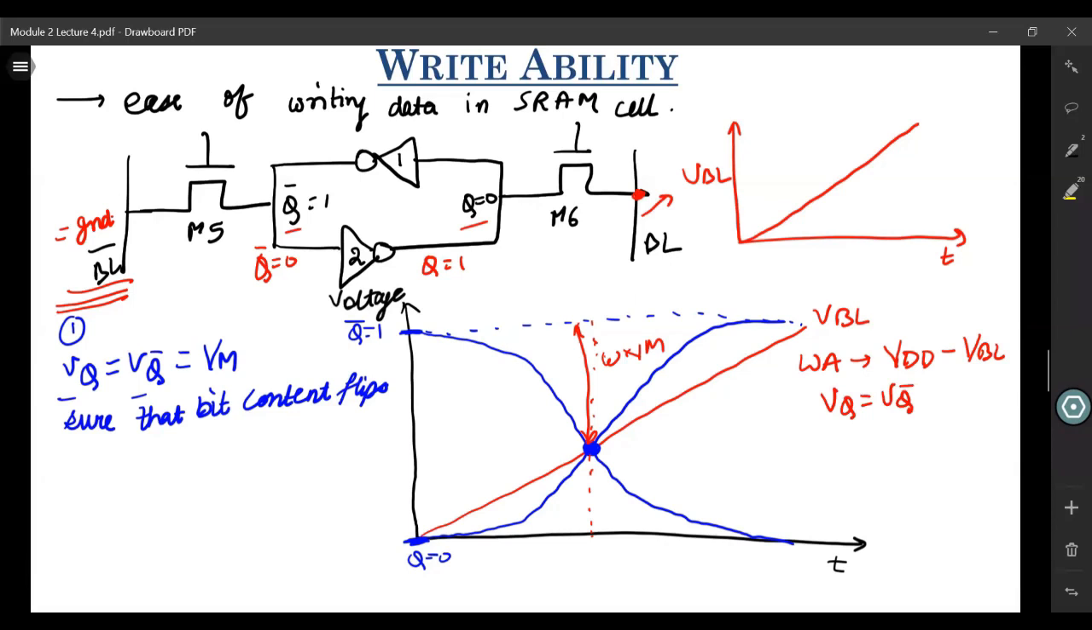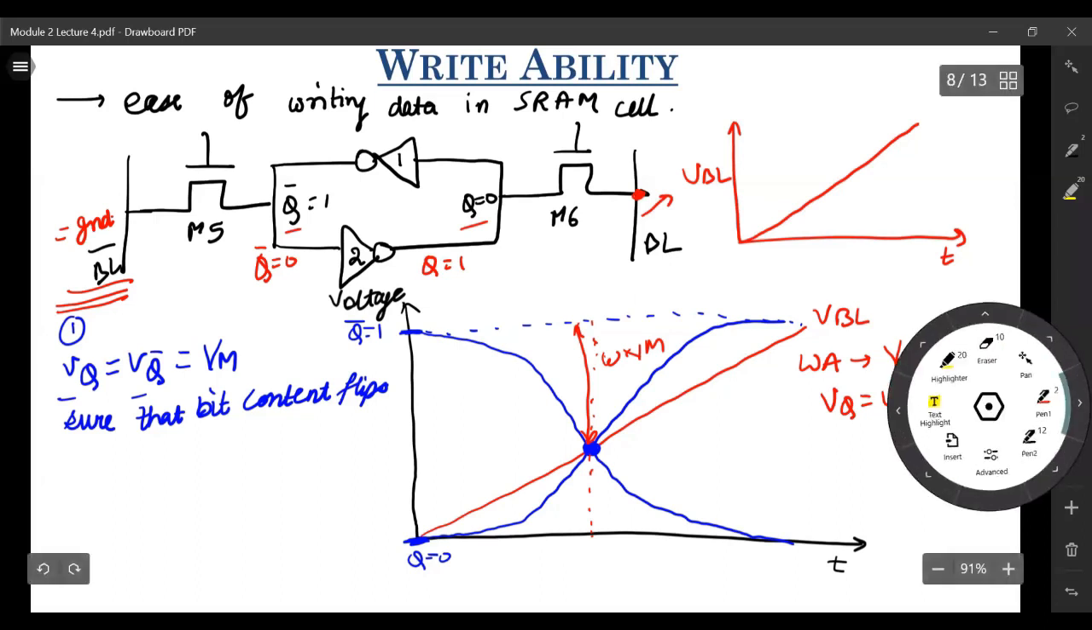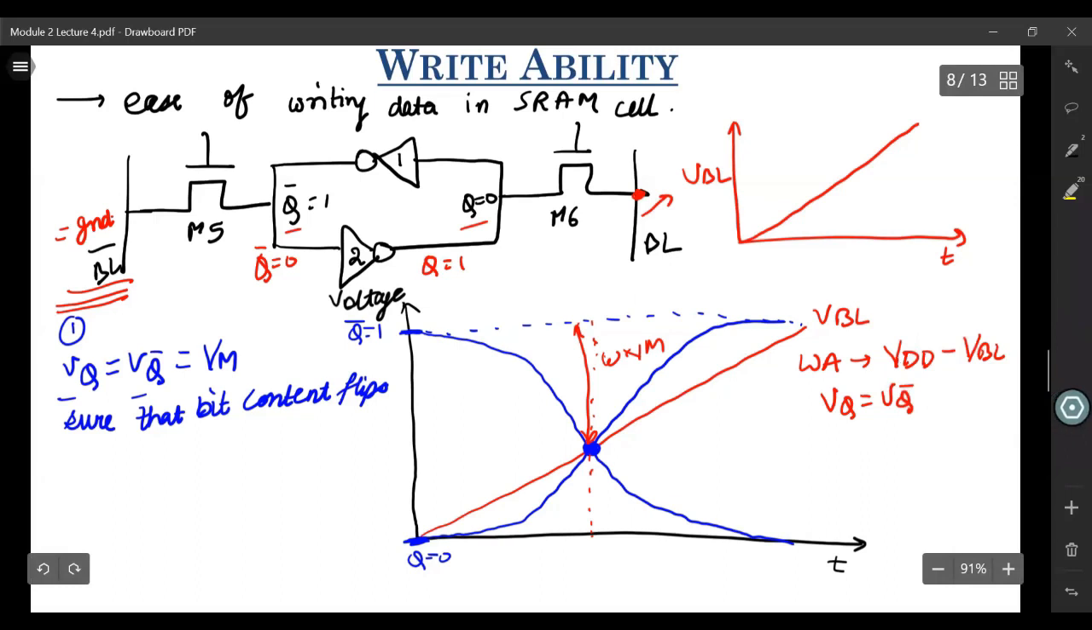Now, how does this give you an idea about writability, or how easy it is to write into this SRAM cell? To understand that, let us take the case of a second inverter. This was for the case of SRAM 1, let us say. Let us take SRAM 2, which is another SRAM designed in some other process technology node or with some other specs. For SRAM 2, there also we stored Q equals 0 and Q bar equals 1. But as we ramped our VBL, it changed like this.